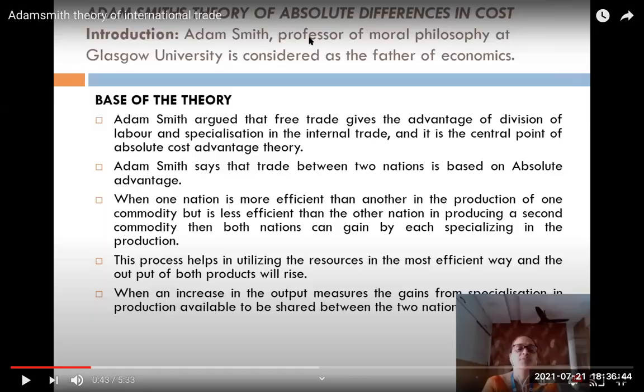All right, so I'm going to allow the presenters to go first, and then if time allows, I'll pick up from there. Any questions? Do you understand mercantilism and absolute advantage? These theories are really not very difficult to understand, the first two especially.